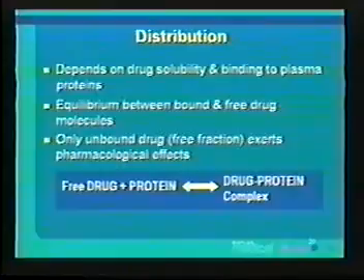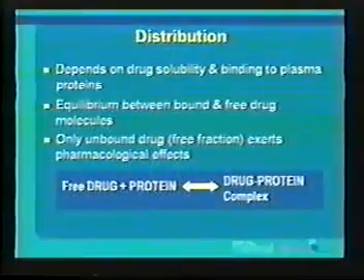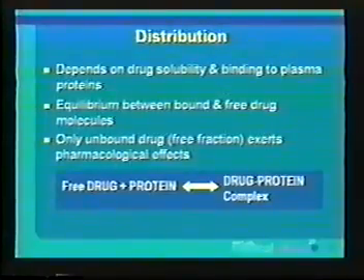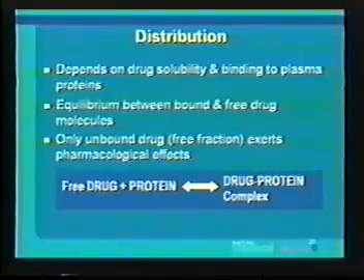Bound drugs tend not, if they don't cross membranes, to cause pharmacological actions. It's the free molecule that's capable of doing that. And as you can see on the slide here, there is a sort of an equilibrium in the blood of drug molecules that are free and drug molecules that are bound to protein in a complex. And it's only the free drug that can really do anything. It's the free fraction that's responsible for pharmacological effects.